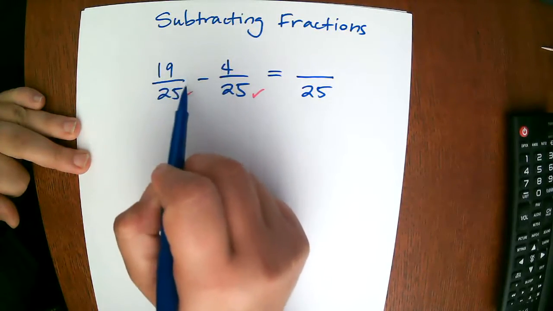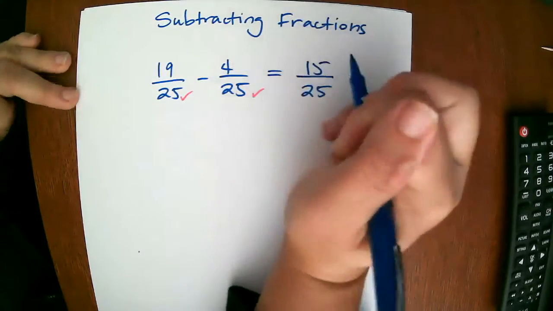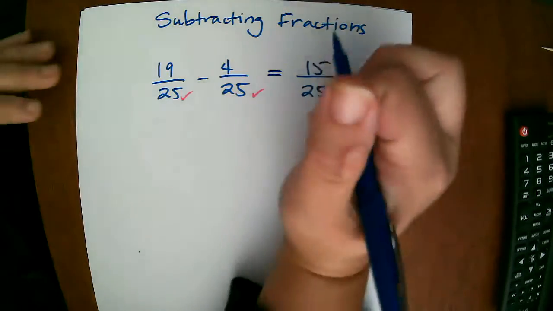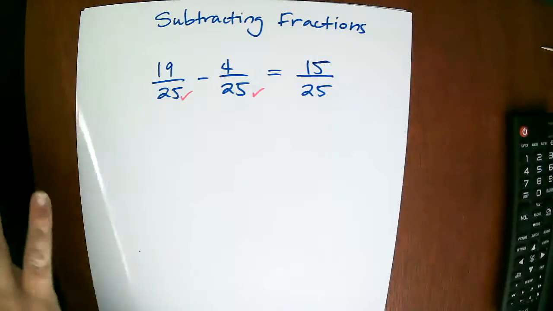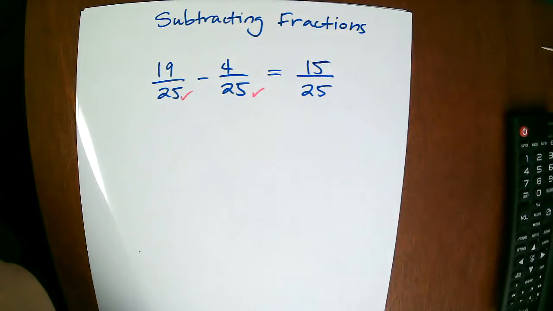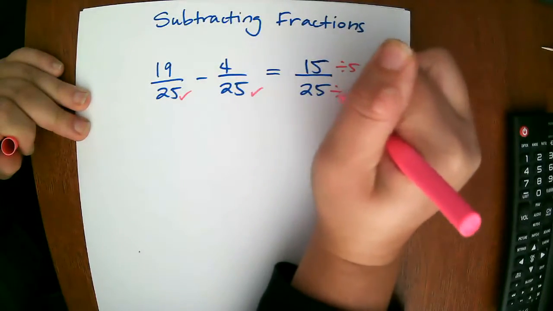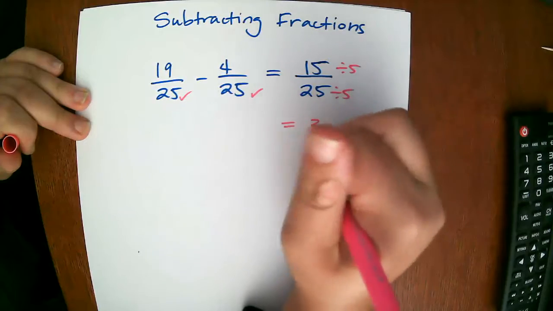So 19 minus 4 is 15. Okay? And we're going to want to simplify as well. That's something that we always want to ask ourselves: can we simplify? Well, can we simplify 15 over 25? Yes. We can divide both numbers by 5. So 15 divided by 5 is 3, and 25 divided by 5 is 5.